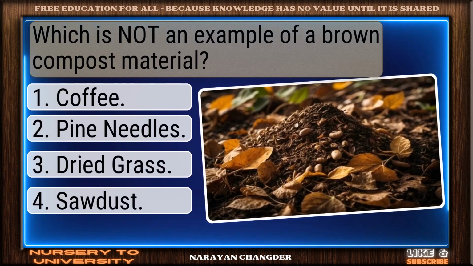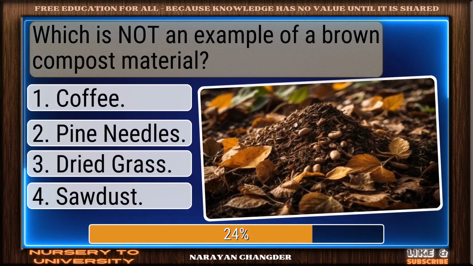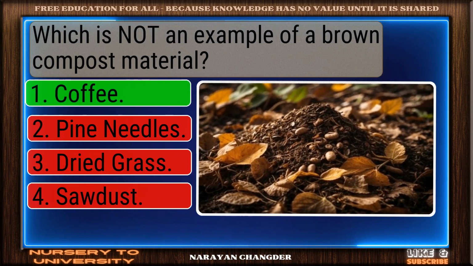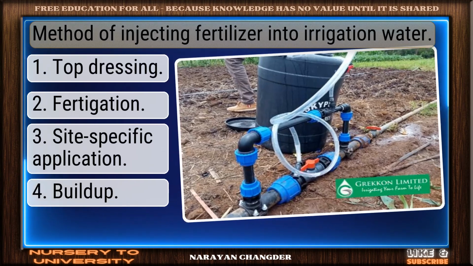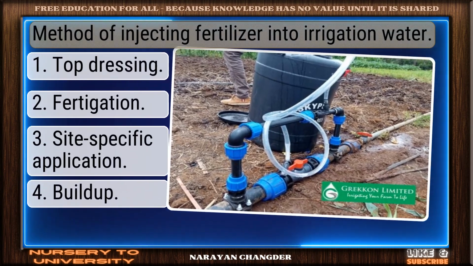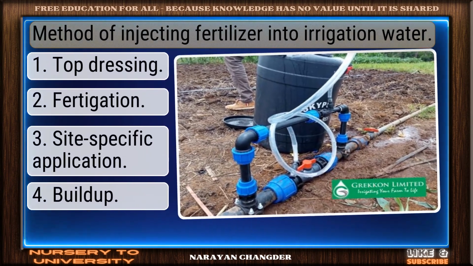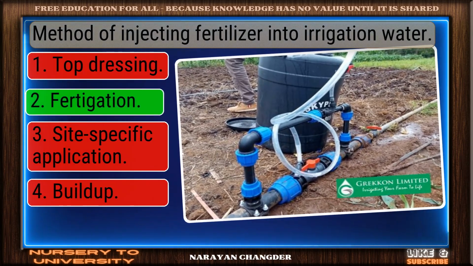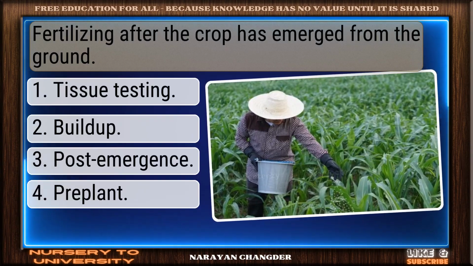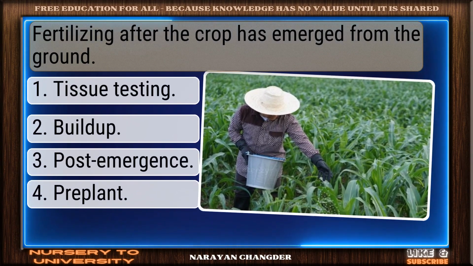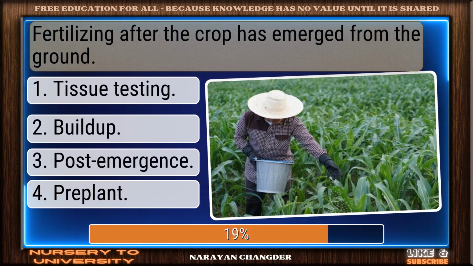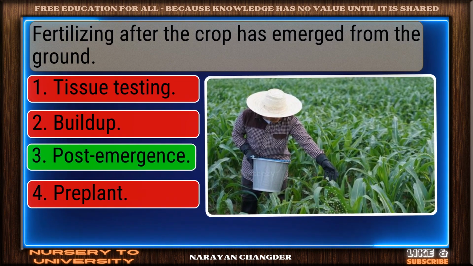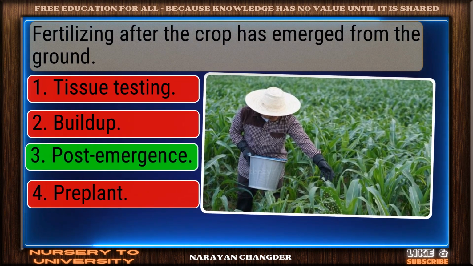Which is not an example of a brown compost material? Good thinking. Coffee is the right answer. Method of injecting fertilizer into irrigation water. Valid point. Fertigation is true. Fertilizing after the crop has emerged from the ground. Nicely done. Post-emergence is a solid answer.